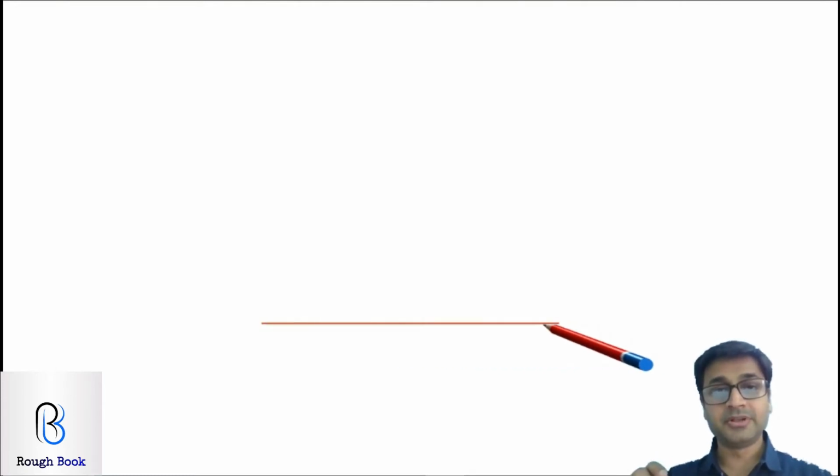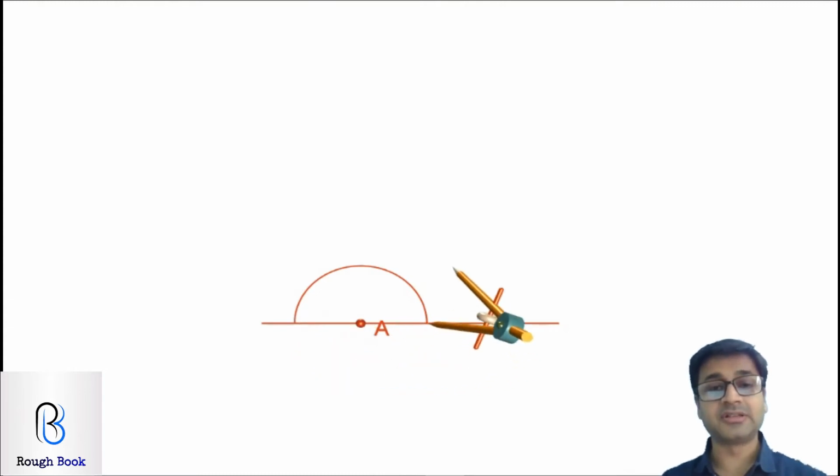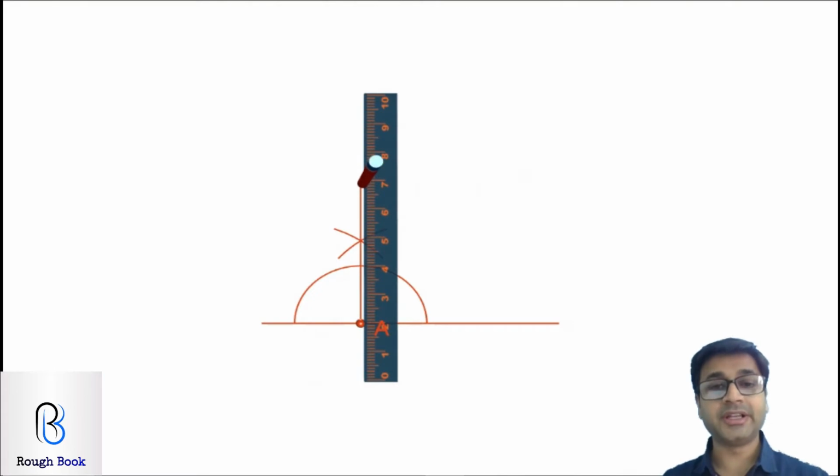Then take your compass, place it on point A and take a suitable radius, not very big, and construct an arc just like this, which is shown on the screen. Once you've constructed the arc like this, a complete semicircle, keep your compass on this point and cut an arc. Keep your compass on the other point and cut another arc. This point of intersection, if I join with A, automatically what I will get is your perpendicular from point A.